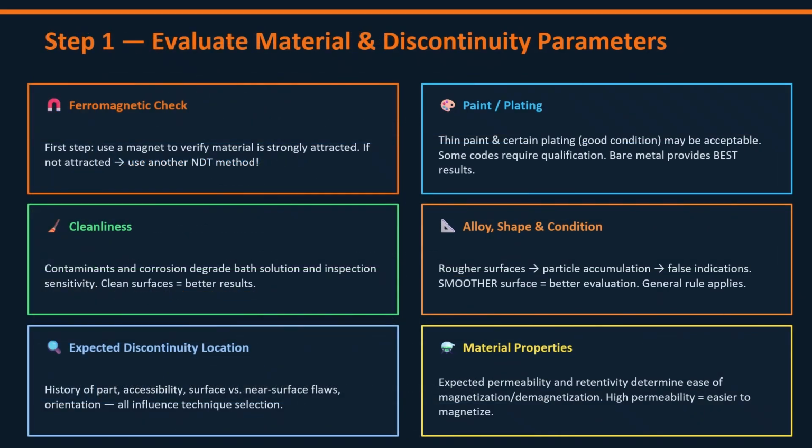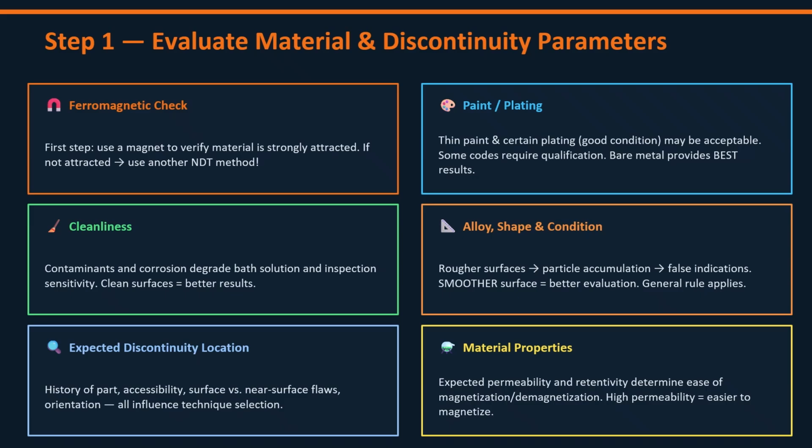The first practical step is to evaluate the component before magnetizing it. Begin with material suitability. A quick magnet check can provide an initial indication that the component is strongly magnetic, but formal material identification should be used where required. Next, look at the surface. Paint, plating, corrosion, oil, scale, and other contamination can affect particle movement and indication formation. Bare, reasonably smooth metal normally provides the most reliable response.